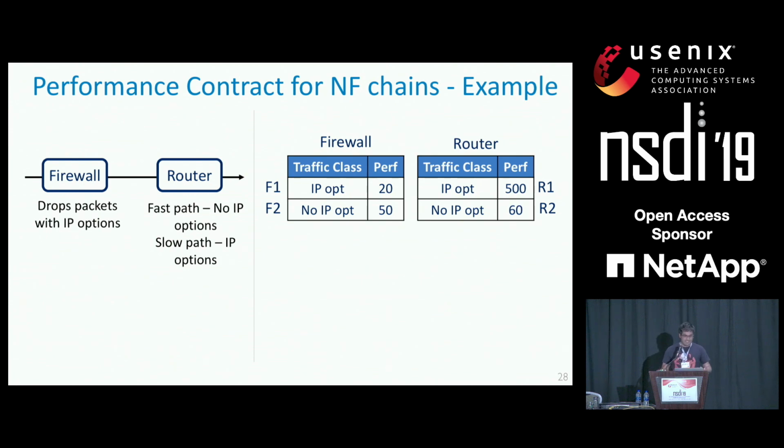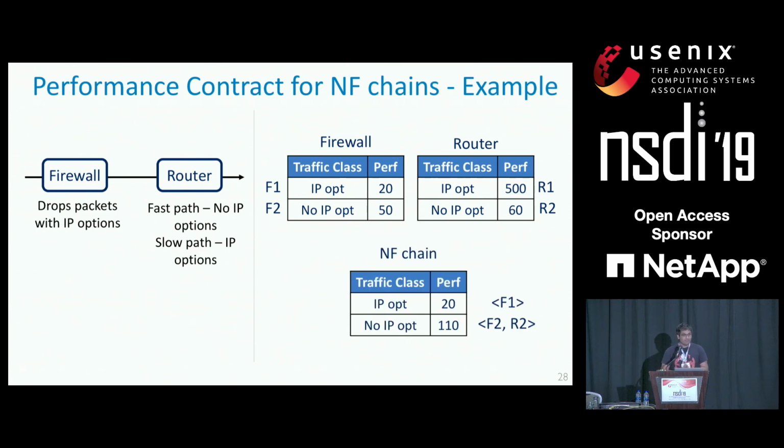Both have two packet classes, F1 and F2 for the firewall, R1 and R2 for the router. And when we put these two contracts together, we'll see that the only packet class pairs that are feasible are F1 alone, because it drops the packet immediately, and F2 with R2 for packets with no IP options. And you'll notice that this captures the interdependency that the router will never see packets with IP options. And this is something you would not have obtained if you simply added the two individual contracts together.